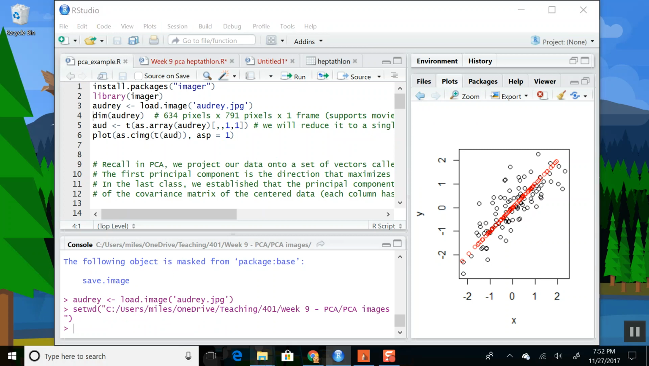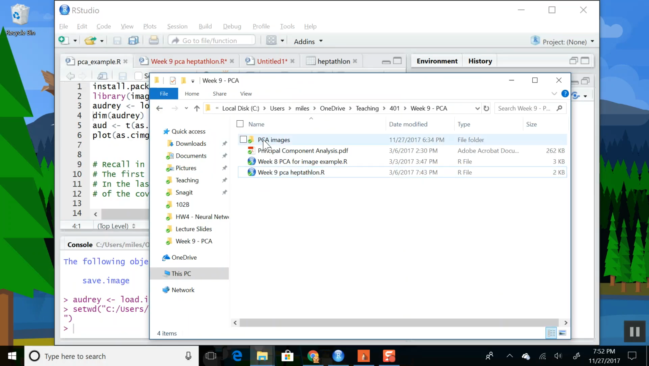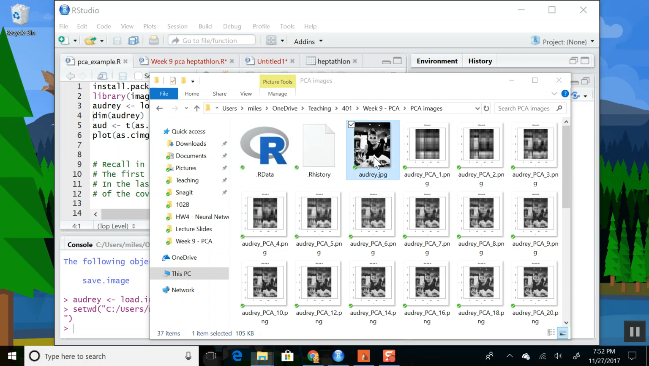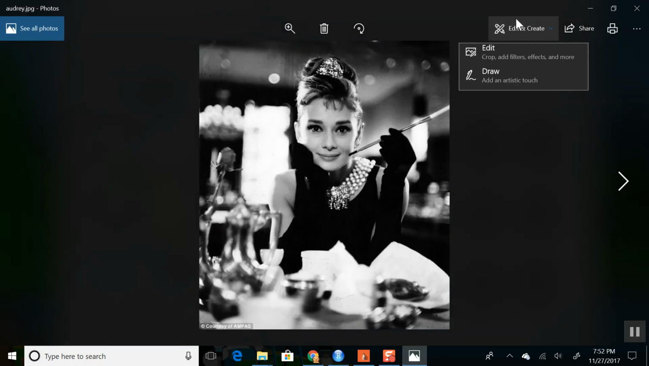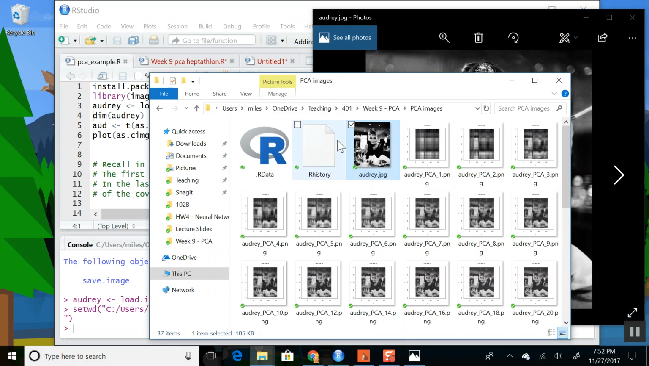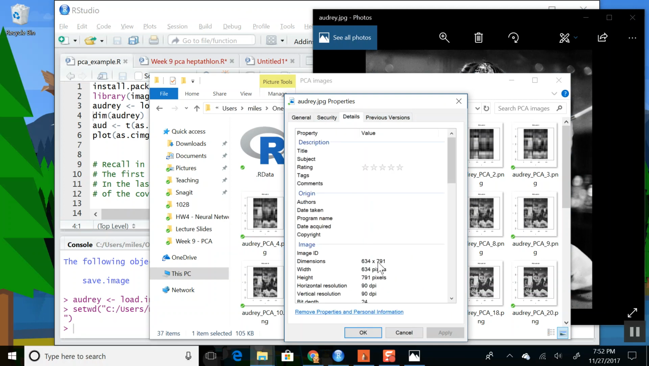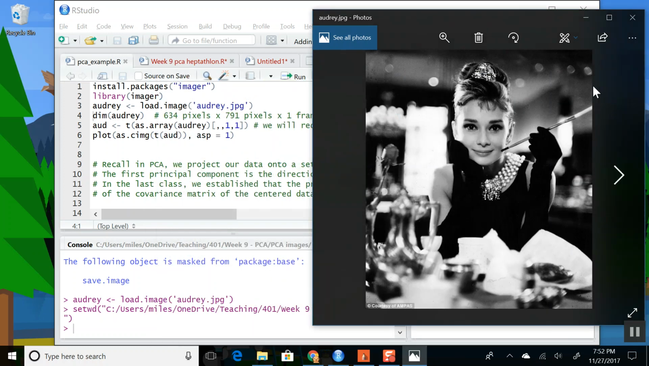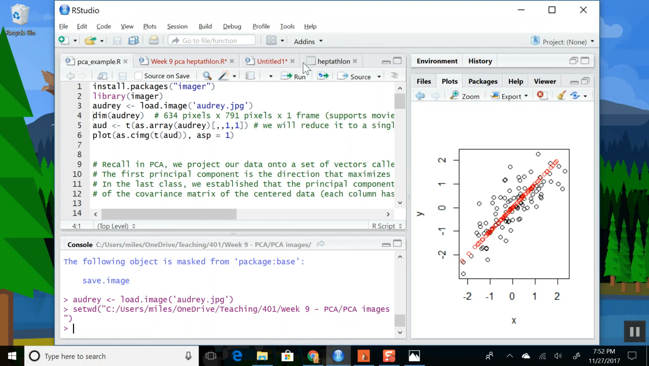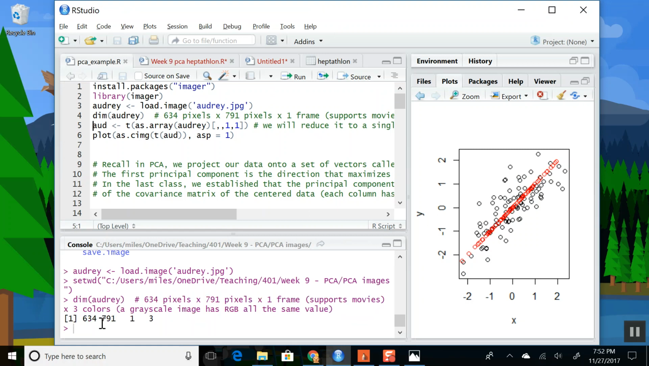Okay, so here in my directory I have a picture of Audrey Hepburn from Breakfast at Tiffany's. What are the properties of this image? It's 634 by 791 pixels. So it's 634 pixels wide, 791 pixels tall. I'm using a library called Imager here, and that's what it says.